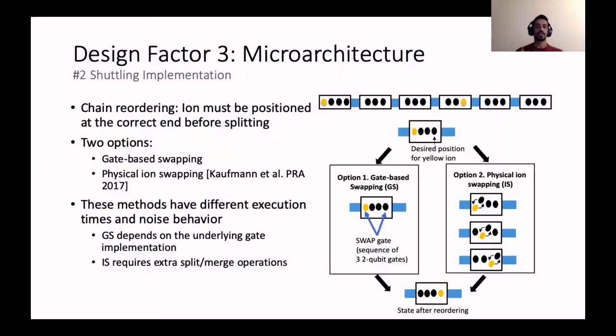Now, similarly, there are also some trade-offs with respect to how to implement shuttling. One of the choices we need to make is a method for reordering the ions in a chain. For example, if I want to move this yellow ion from here to here, I need to first bring the yellow ion to the right end of this first chain before I can split it off from this chain. There are two options for how to implement this, and you can find more details about these two options and their trade-offs in the paper.